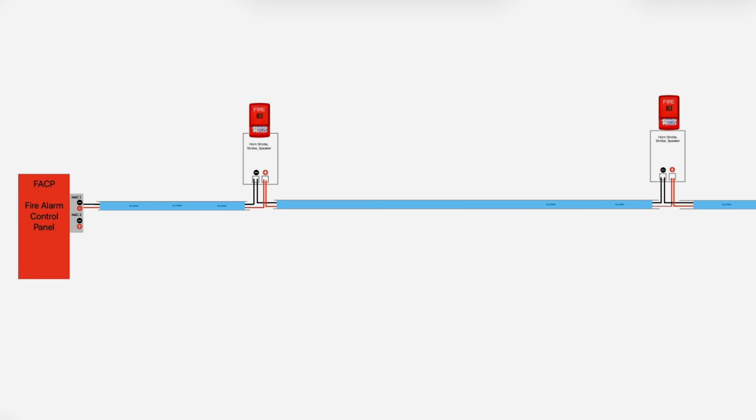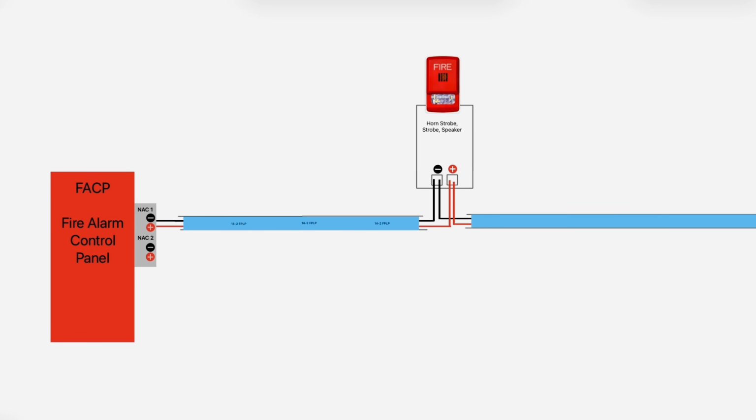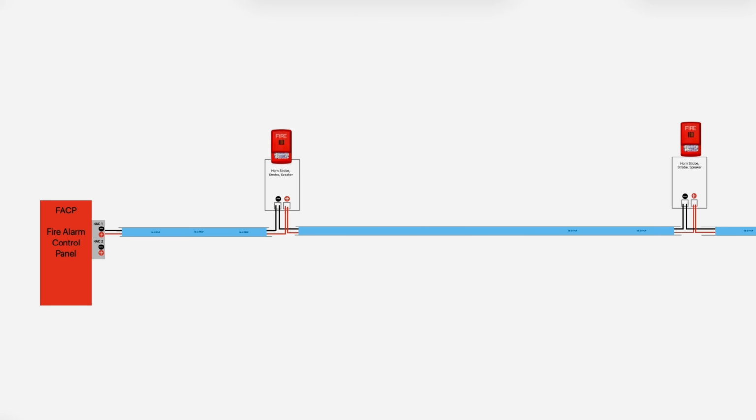Part 3. NAC device wiring. NAC devices are terminated in a parallel configuration, just as the wire is pulled in a parallel configuration. Here is an example of what that looks like. We have our incoming wire and our outgoing wire to the next NAC device.